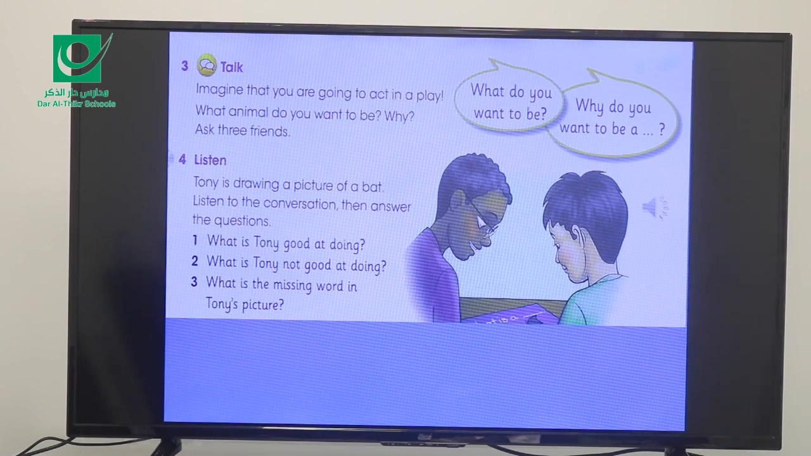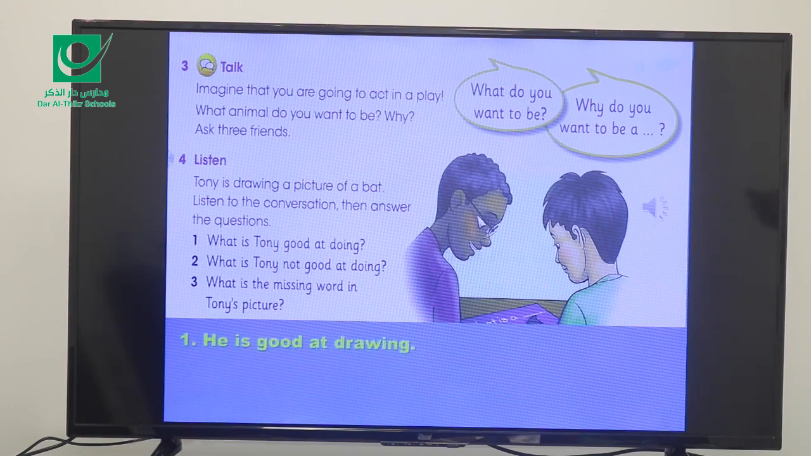Hi Tony, what are you drawing? It's a bat. It's flying around at night, catching insects. Bats only fly at night, not in the day. What a great picture. You're very good at drawing, Tony. Thank you. Do you think a bat is a bird or a mammal? It's a mammal, I'm sure. It's not a bird. How do you spell mammal? I'm not very good at spelling. M-A-M-M-A-L. Thank you.